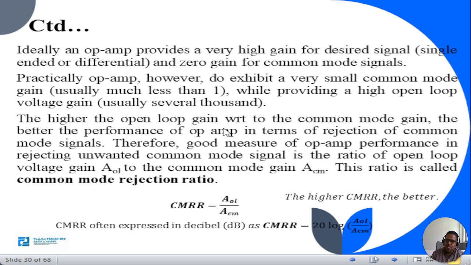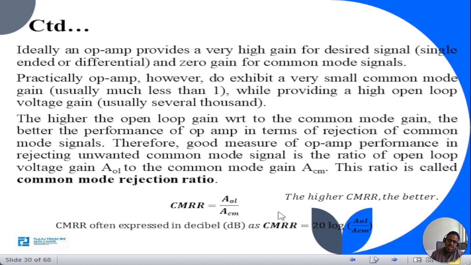The higher the open loop gain with respect to the common mode gain, the better the performance of the op-amp in terms of rejection of common mode signals. Therefore, a good measure of op-amp performance in rejecting unwanted common mode signals is the ratio of open loop voltage gain to the common mode gain. This ratio is called the common mode rejection ratio. So this common mode rejection is one parameter of the op-amp. So CMRR becomes open loop gain over common mode gain. The higher the CMRR, the better.